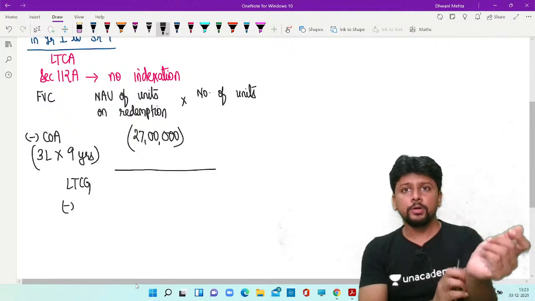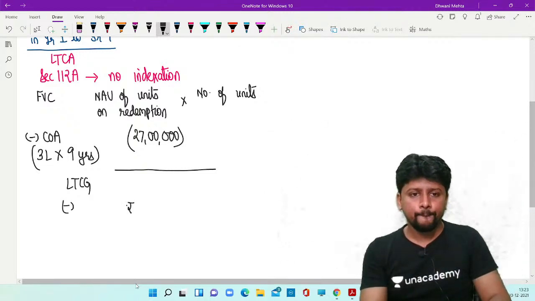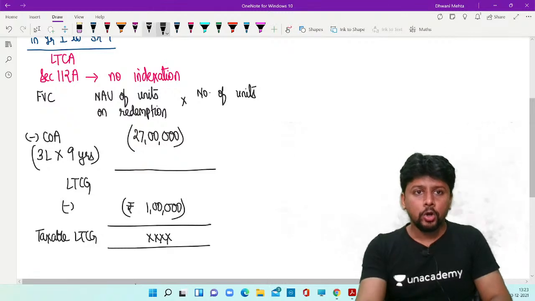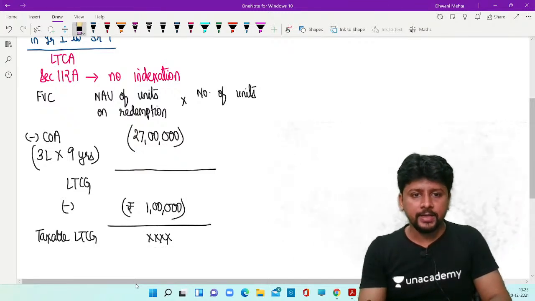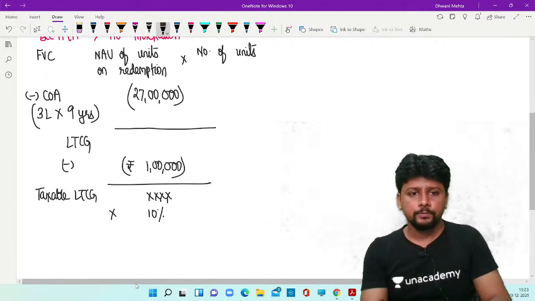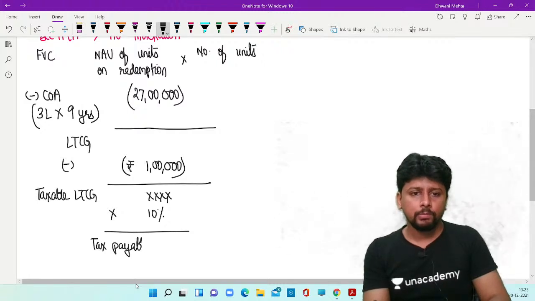And since we are going to cover it under 112A, there is an exemption of 1 lakh rupees. And it is only the balance amount of long-term capital gain which will be taxable. On this balance amount, after claiming an exemption of 1 lakh, I will pay tax at the rate of 10%. And this is the tax payable under section 112A.